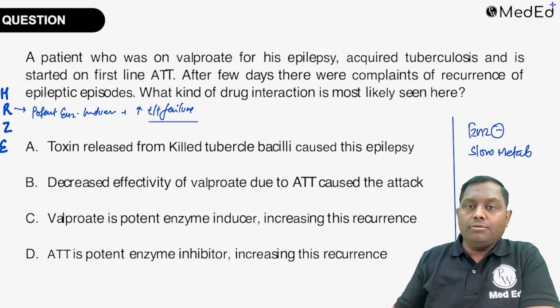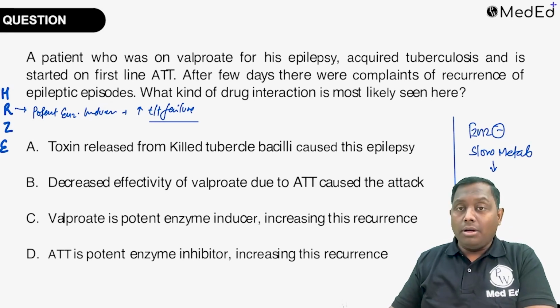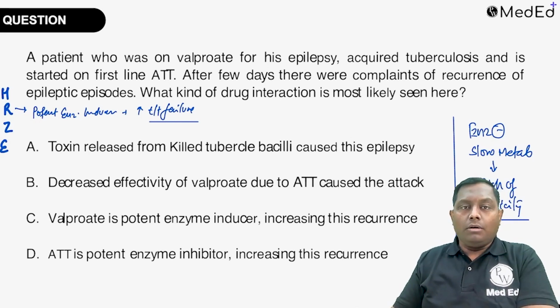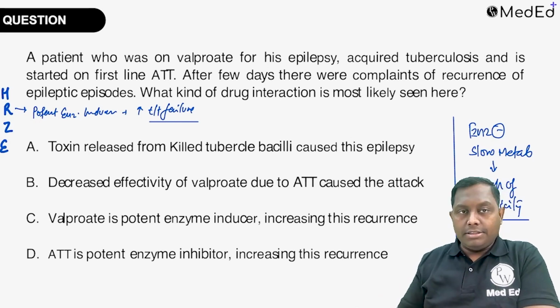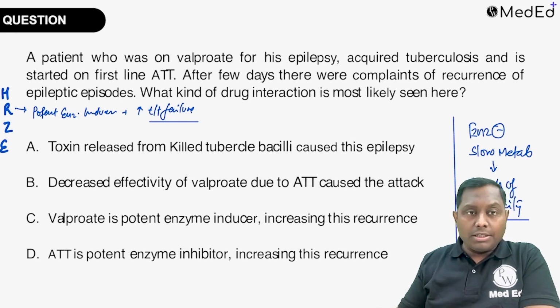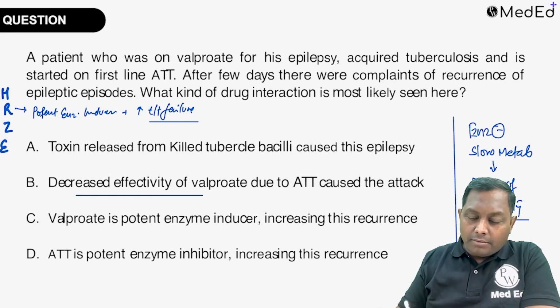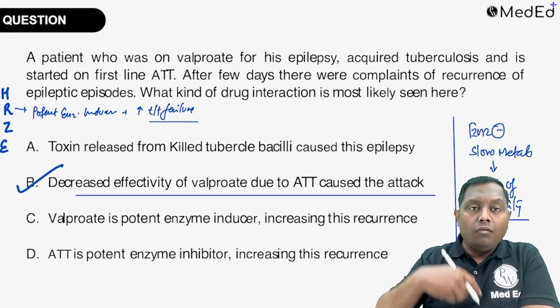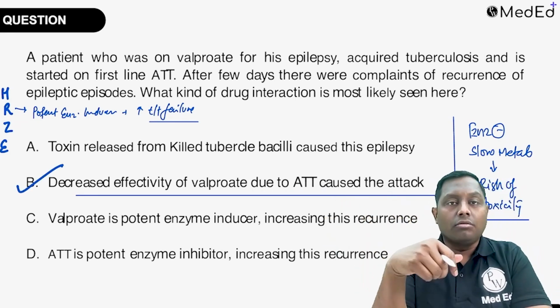They are going to inhibit the metabolism, slow down the metabolism, and because of this, the drug will continue to stay in the body, and that can actually lead to slow metabolism की वजह से, they can actually lead to increase in the risk of toxicity. There will be increase in the risk of toxicity. ठीक है. So again, what kind of drug interaction is seen? So we already know if antitubercular drug is started, decreased effectivity of the valproate due to ATT caused the effect, because I told you enzyme inducer will increase the metabolism and inhibitor will slow down the metabolism, right?